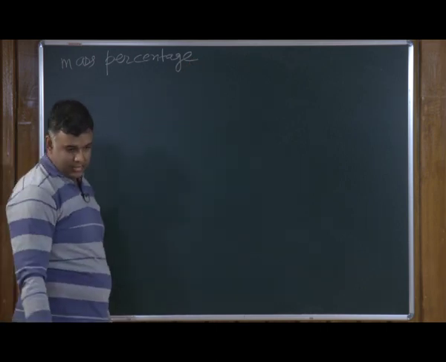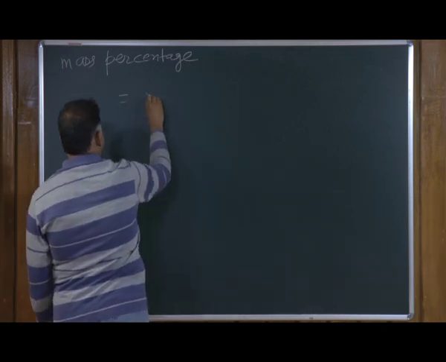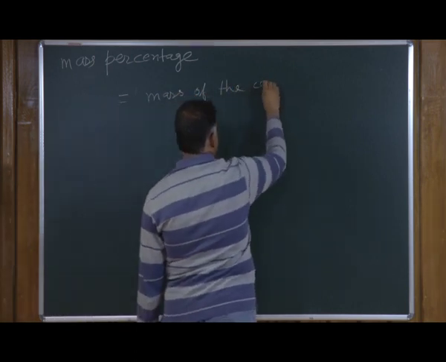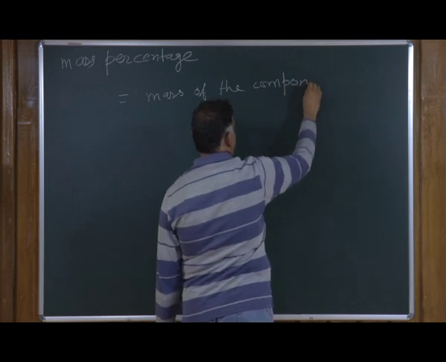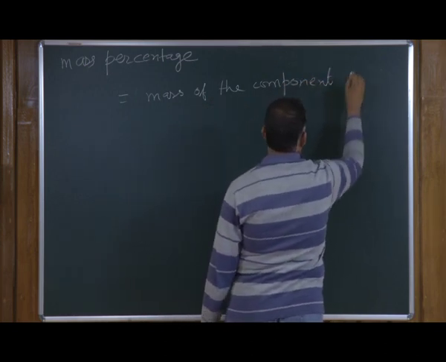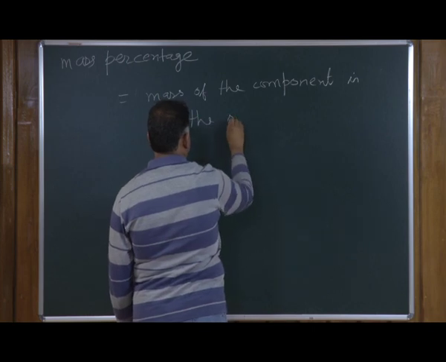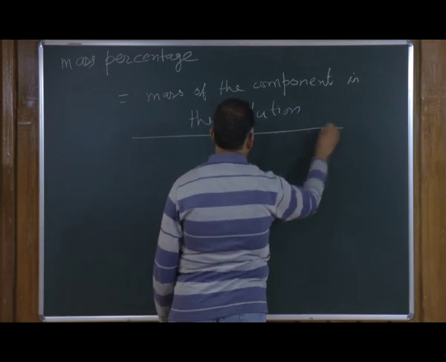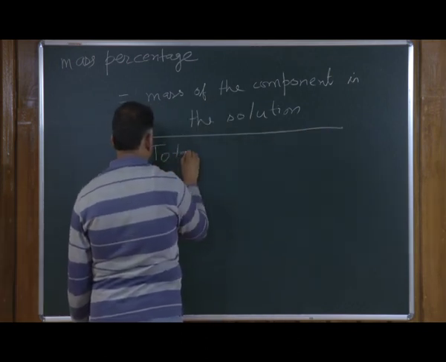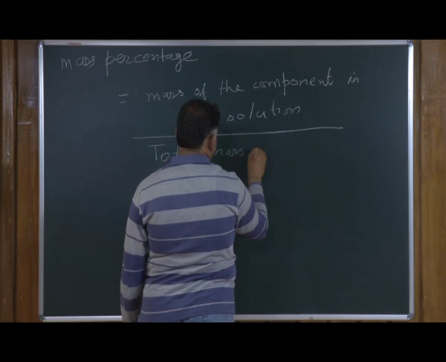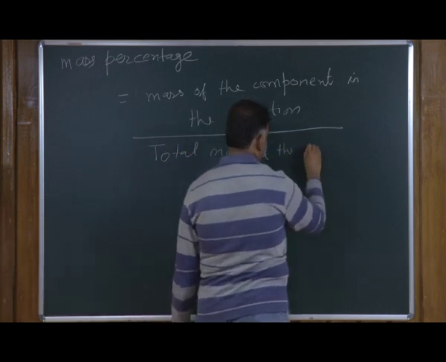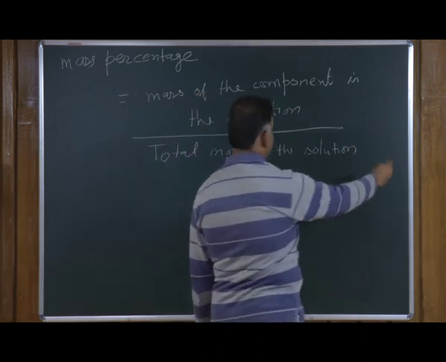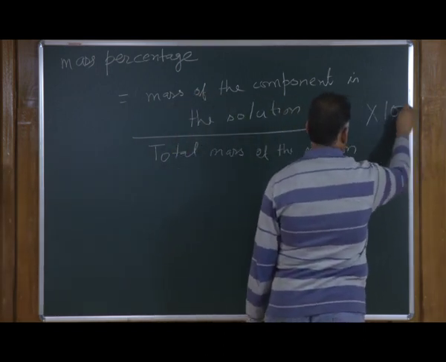So, as the name suggests, it is the mass of the component in the solution divided by total mass of the solution, and we have to multiply it by 100 to convert into percentage.